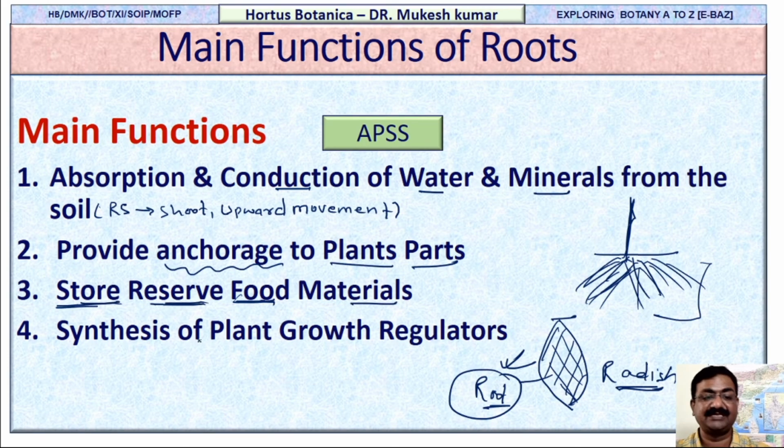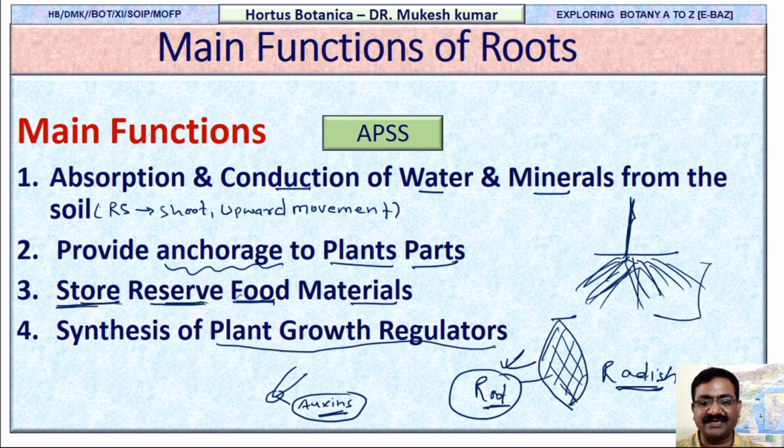Right? Now, it is also found that at the tip of the root there is synthesis of auxins. These are plant growth hormones, plant growth regulators, that help in gravity perception, movement towards gravitation, isn't it? So the synthesis of plant hormones like auxin also occurs in root. So the root helps in the synthesis of plant growth regulators. So these are the important 4 points we have for the main function of the root.